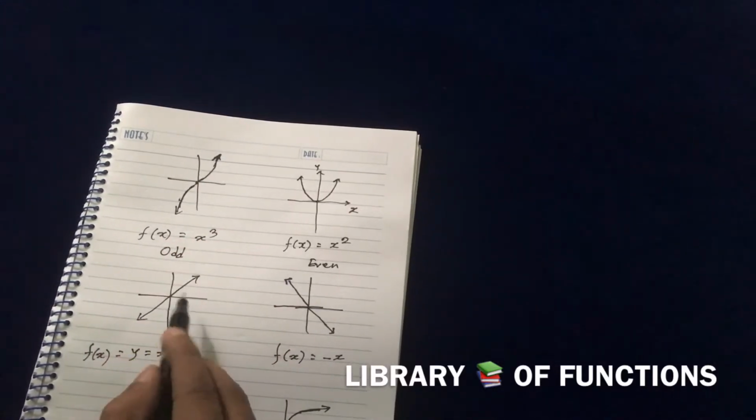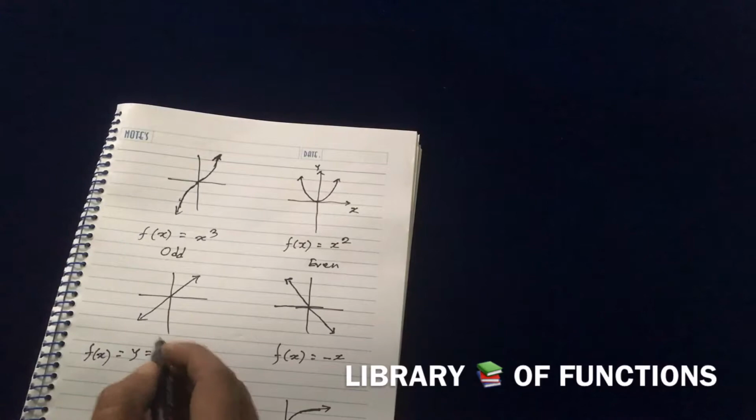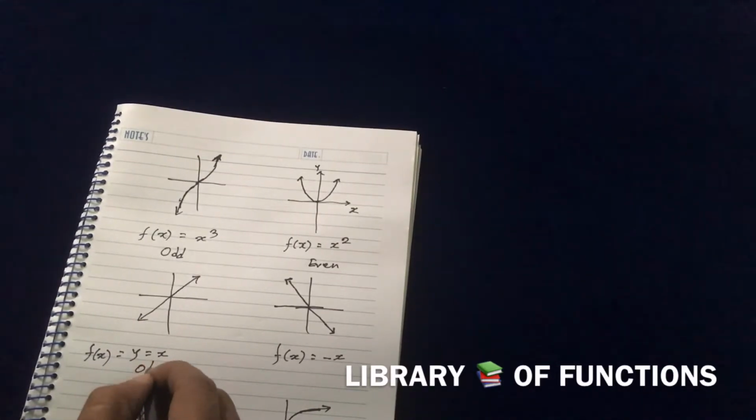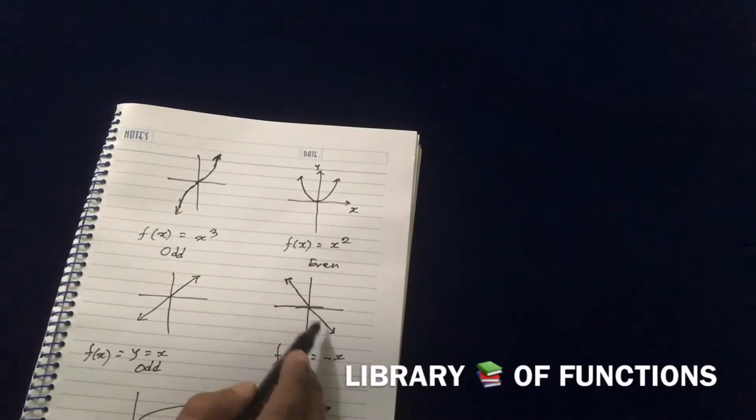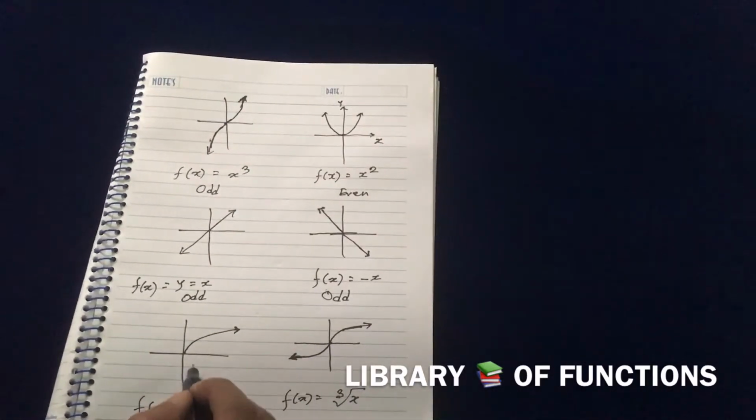Okay, now you can see, is this one even or odd? This one is actually origin symmetry, so this is an odd function. This one is also origin symmetry, so this is an odd function. Now look at this one. What about this one? Is there any symmetry here?